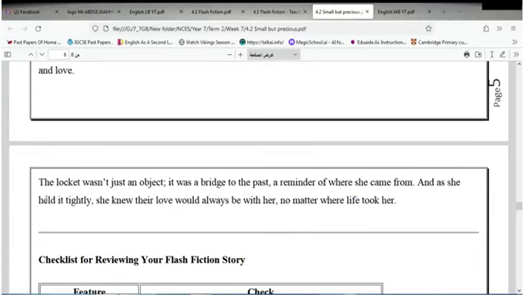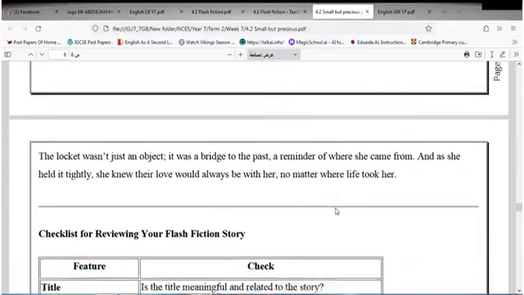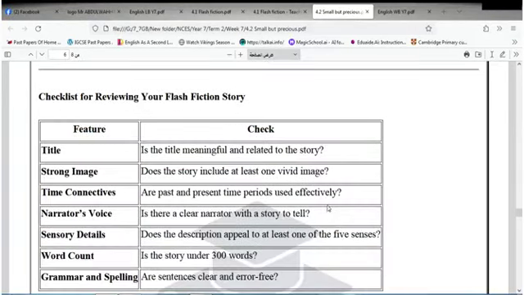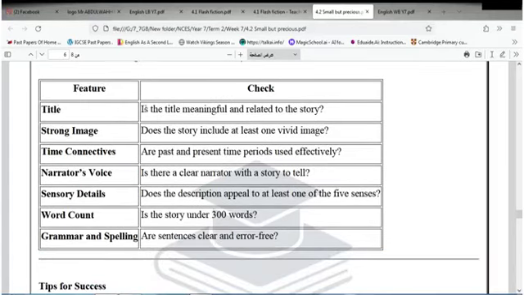And as she held it tightly, she knew their love would always be with her, no matter where life took her.